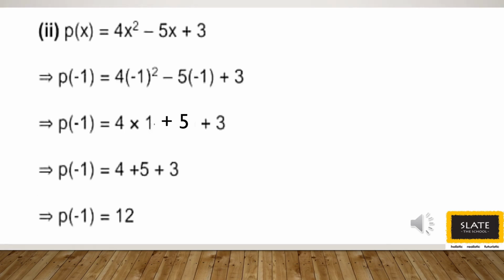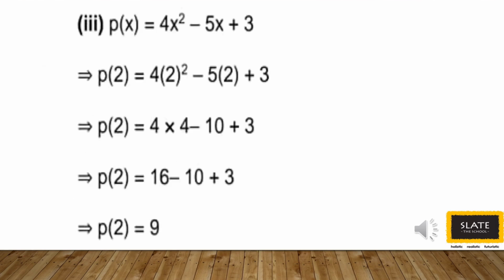Second one, we need to find p of minus 1. So in the given p of x, we need to replace x with minus 1. So we get 4 into minus 1 whole square minus 5 into minus 1 plus 3. On simplification, we get p of minus 1 is equal to 12.